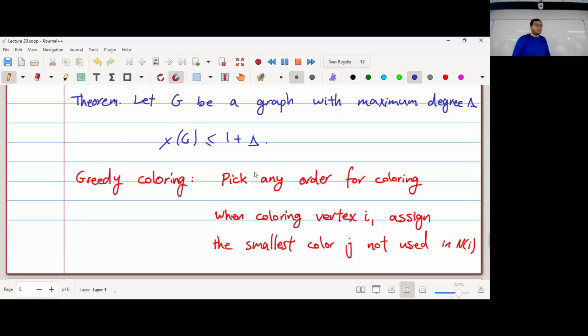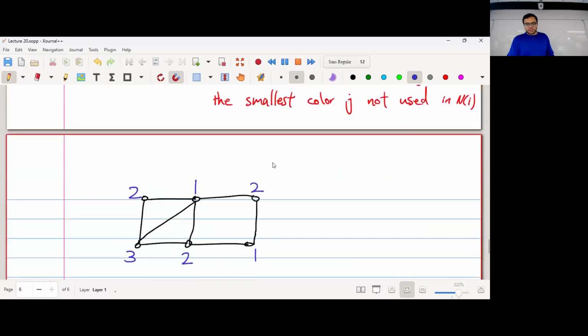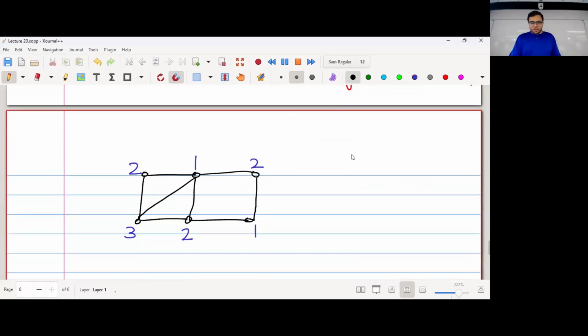Okay, but can I do better than this? Well, in general, kind of no, because you can find examples where you need delta plus 1 colors. So one example of that would be a triangle. Right? If I have a triangle, here delta is 2, and I need 3 colors. Or generally, if I look at any odd cycle, I have this property.